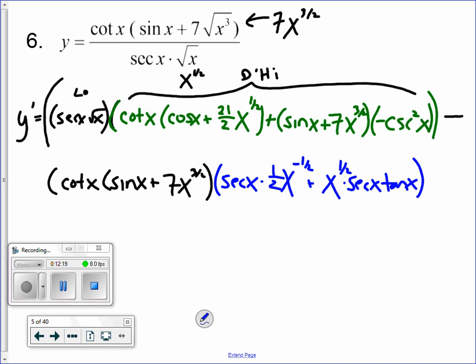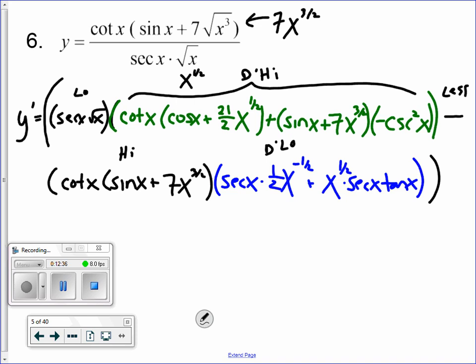Okay, so let me close the numerator. Let's see what we've got so far. We have low d high less, make sure you have the minus. This is the high, d low.